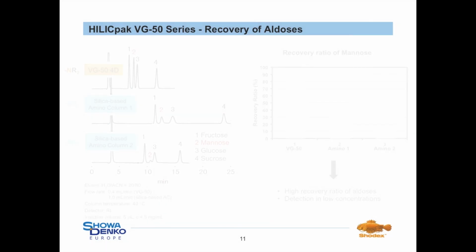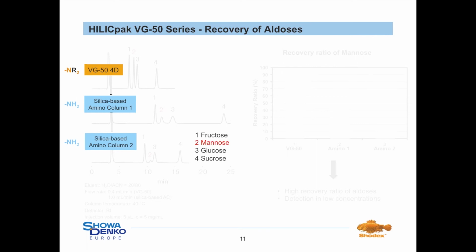On this slide, you can see a comparison between three different columns, namely our polymer-based HILICpak VG-50 4D and two different silica-based amino columns with primary amines. Thereby, samples containing fructose, mannose, glucose, and sucrose are analyzed. In the case of HILICpak VG-50 4D, you can see a nice separation of all four sugars as well as high peak intensities, which indicates the high recovery rates of mannose.